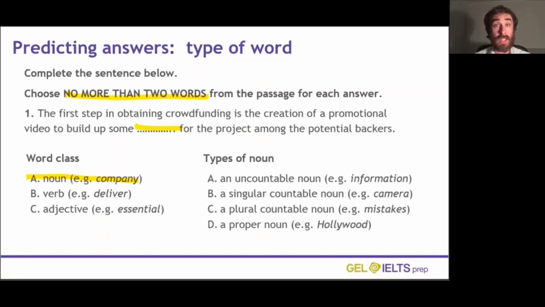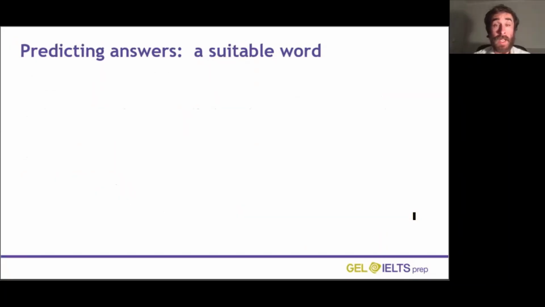So after the word some, we might expect A, an uncountable noun, like some information. Or it could be C, a plural countable noun, like some people or some mistakes. So the first part of prediction is about identifying what kind of word to expect grammatically. Now we should think about what kind of word would suit the context.